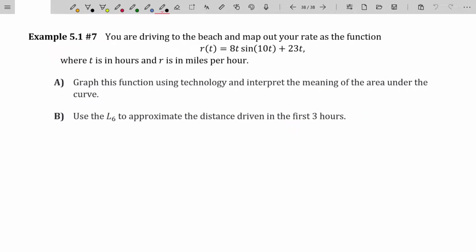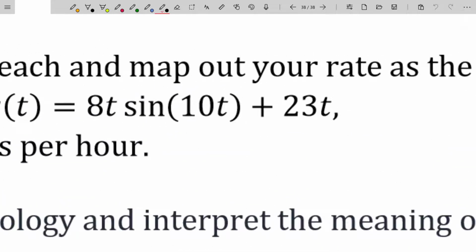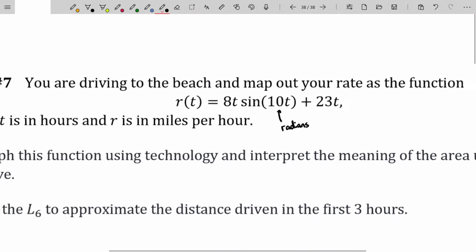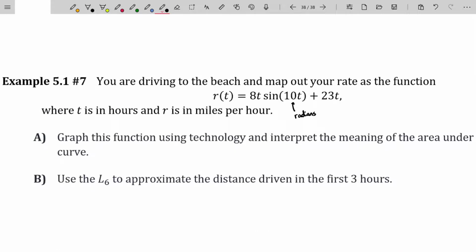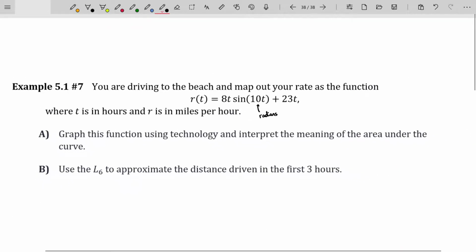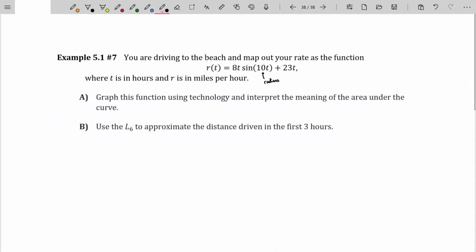Last but not least, we're going to go ahead and deal with this function. You're driving to the beach and map out your rate as the function r of t is equal to 8t sine of 10t plus 23t. Remember that in calculus, that argument will be in radians. So please make sure that you understand that. Anyhow, where t is in hours and r is in miles per hour. So obviously the area underneath this curve, if I were to just scratch out a graph of it, which is not actually the graph, but let's just pretend.